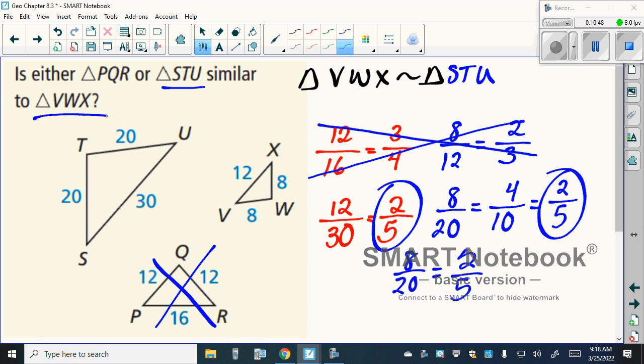And they kind of gave it to us in the directions, how we can set up the similarity statement. VWX, VWX, STU. Or we could have said UTS. Either way, because it's still following kind of the similar path because of 20 and 20. Those two angles would be congruent. Any other questions on this here?